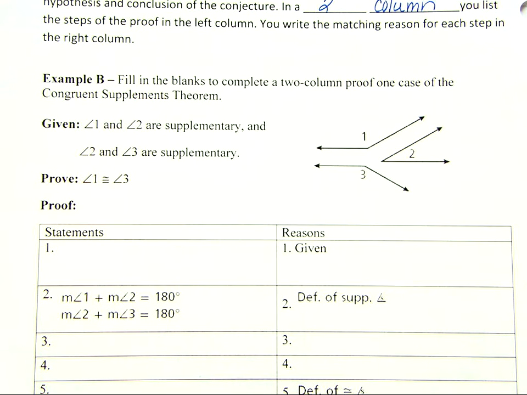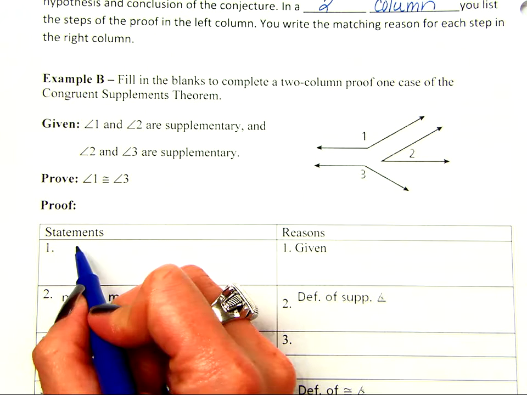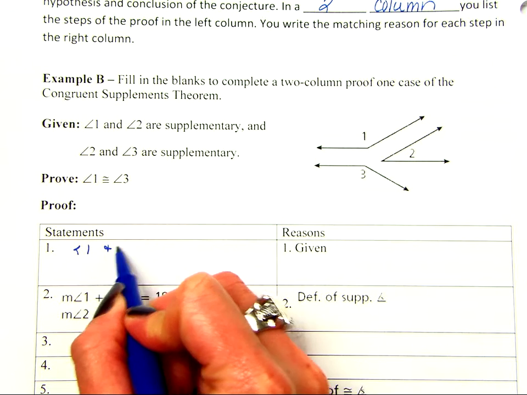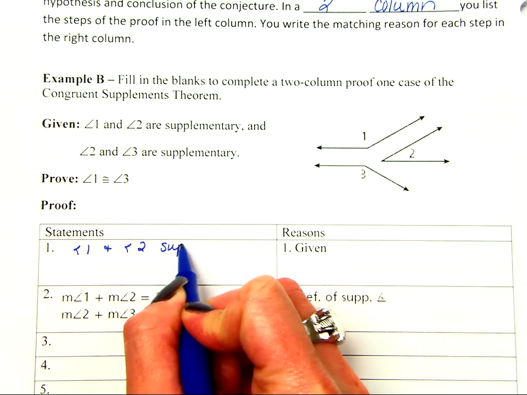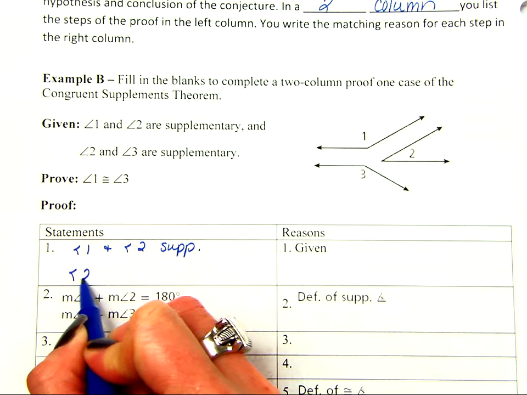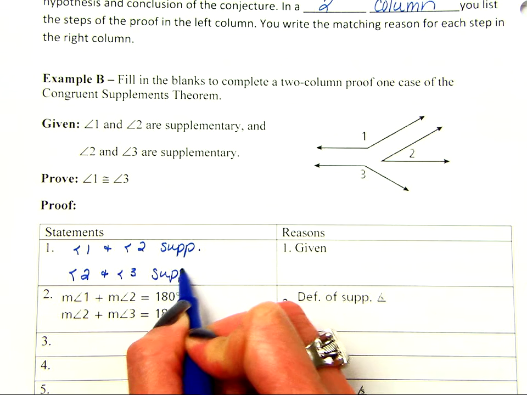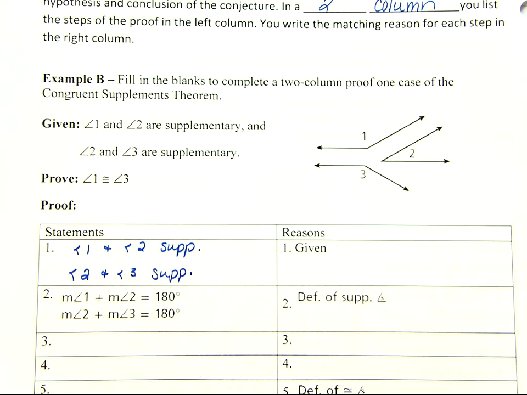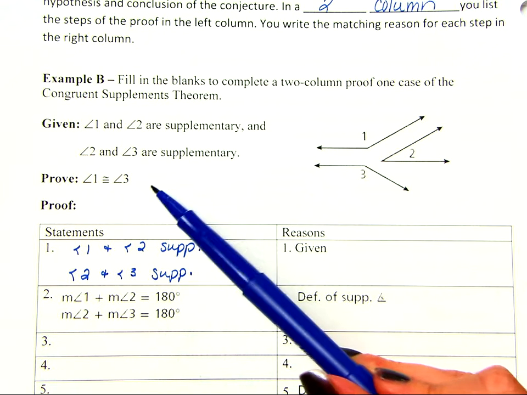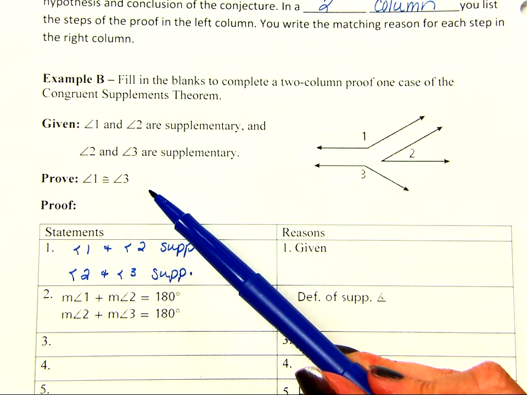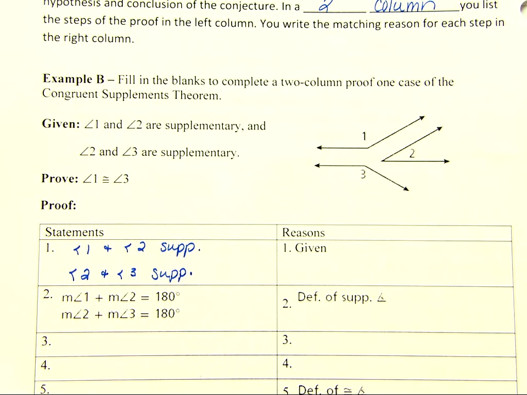We know that our givens should be our first step. So I'm going to go ahead and copy those down, and I might even shorthand a little bit. It's important that after you write them down, you actually take a moment to process that. Angle 1 and angle 2 are supplementary. What does that mean? 2 and 3 are supplementary. We also maybe want to take a look at what we're trying to prove. I'm trying to prove that angle 1 must be congruent to angle 3.